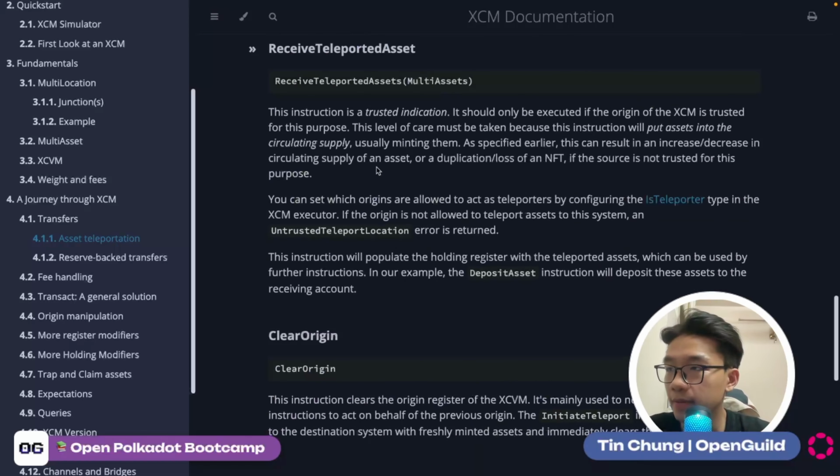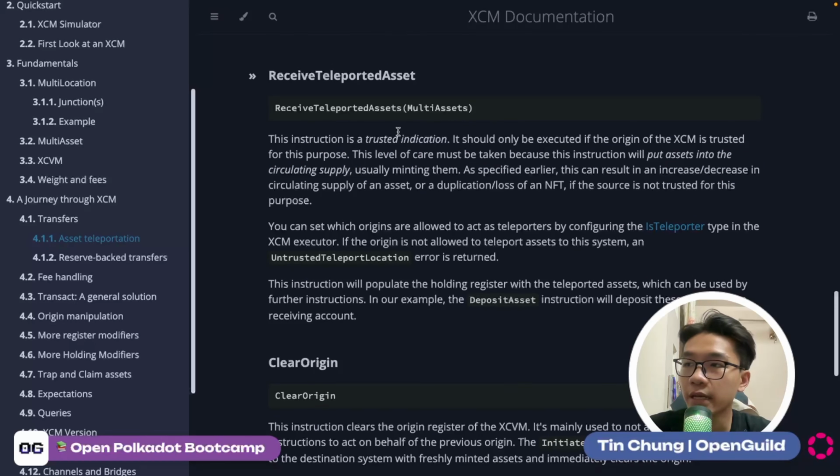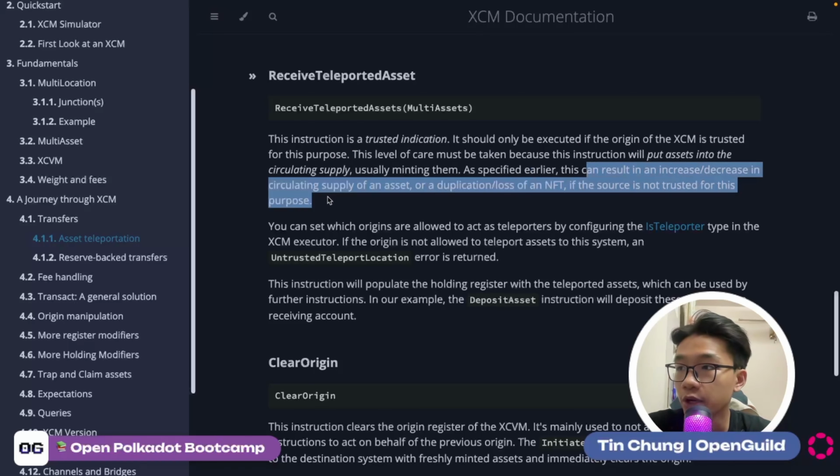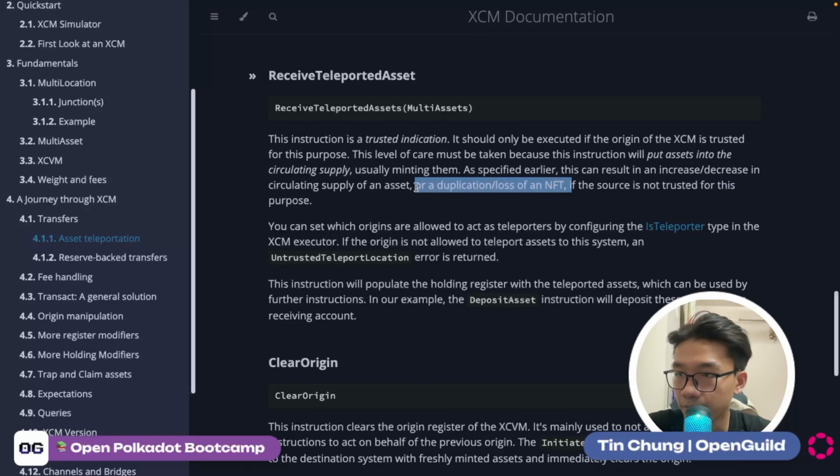Receive teleported asset: this instruction is trusted on the destination. Remember, the source has to be trusted by the destination if you want to do the teleport. It should only be executed if the origin of the XCM is trusted for the purpose. This level of care must be taken because with this instruction we put the asset into the circulating supply. As specified earlier, this can result in an increase or decrease in circulating supply of an asset, or duplication or loss of an NFT if the source is not trusted for this purpose.